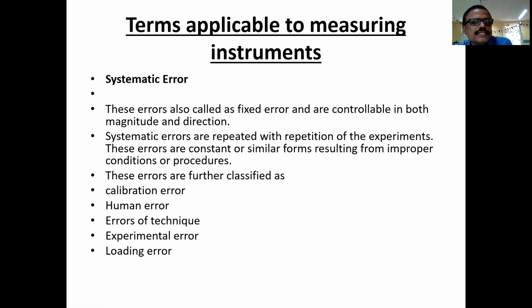So systematic errors means you know its causes, why it happens. So once you know the cause, you will also know the remedy. Remedy means how to avoid that, you will know it. These errors can be further classified as calibration error, human error, errors of techniques, experimental error, loading error, like this.